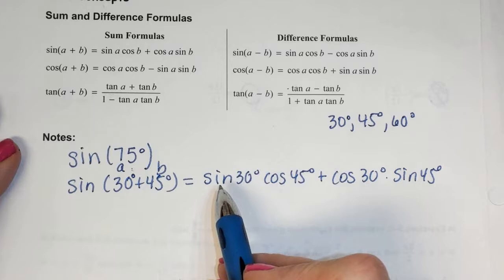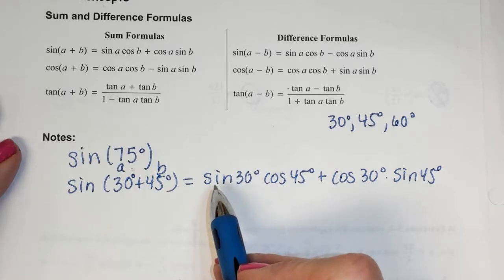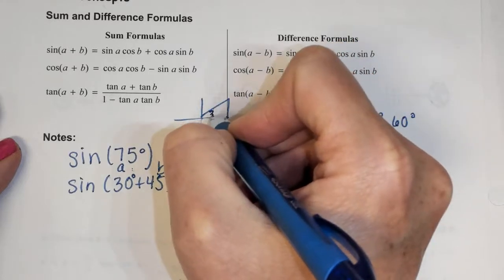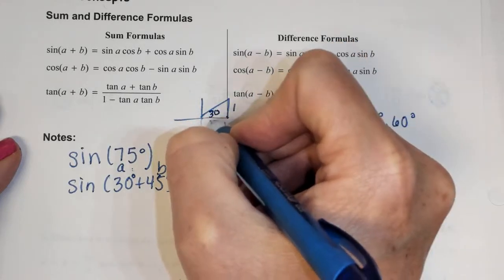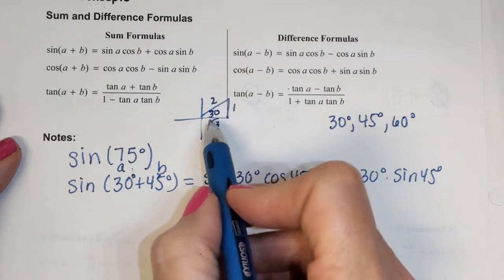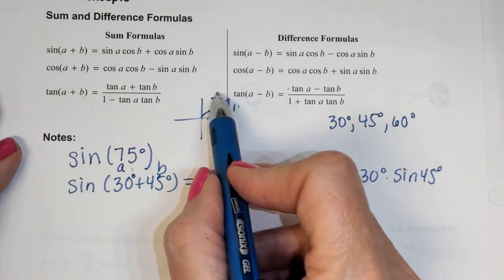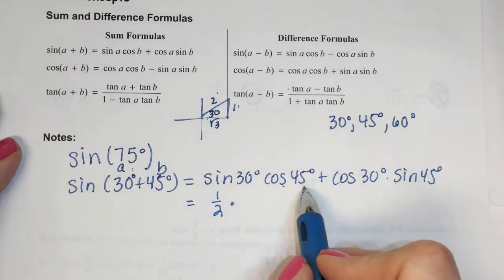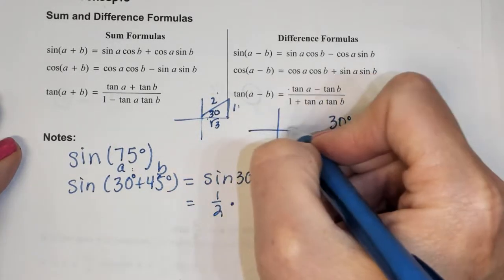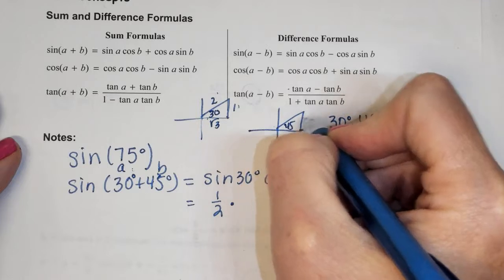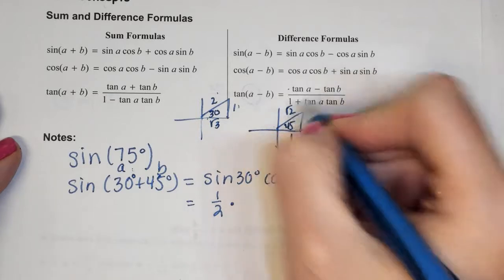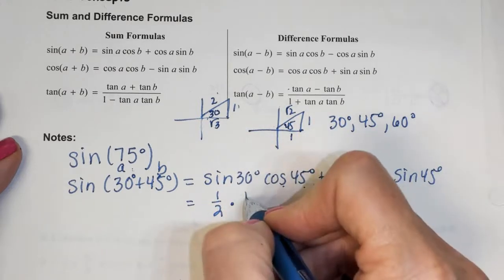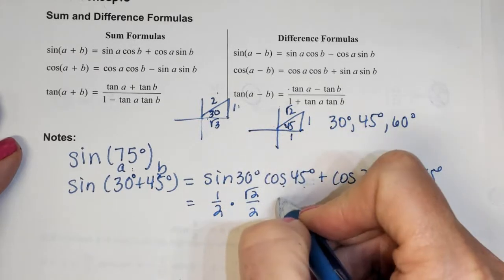To find the sine of 30, I've got a couple of ways I can do it. I can use my unit circle. I'm not going to get that out though, so I'm going to use a triangle. This is 30. This is 1, radical 3, and 2. The sine is going to be opposite over hypotenuse, so that's 1/2. My cosine of 45, I need a 45 degree angle. 45 is 1 radical 2. The cosine is going to be adjacent over hypotenuse, so that's radical 2 over 2.